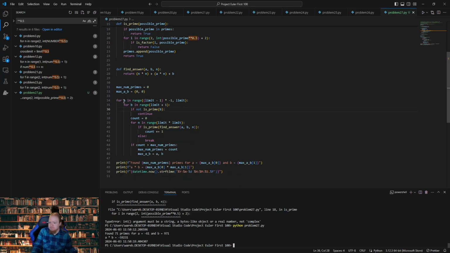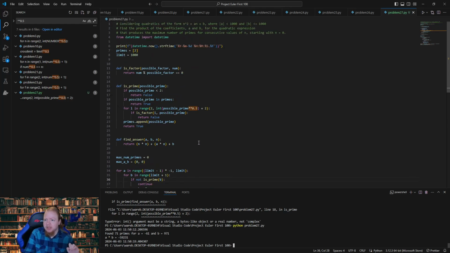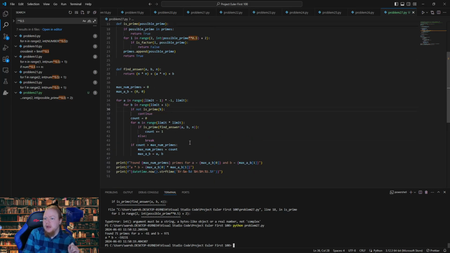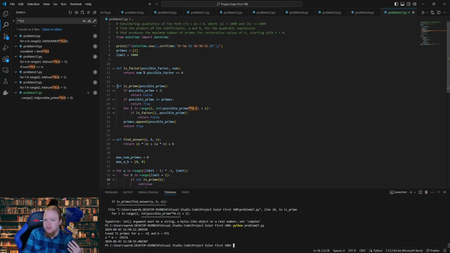So a can be negative, b technically cannot. That was a bit of a red herring in the problem statement. So yeah, really all we did is we modified our isPrime formula to handle use cases where we hadn't already tested that number, or we hadn't already tested all of the numbers lower than that one.